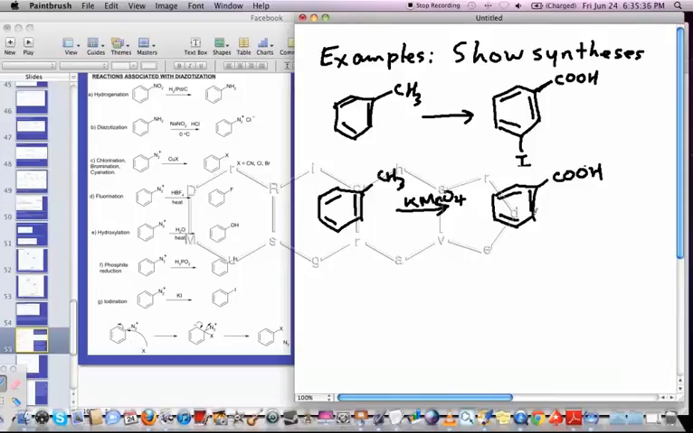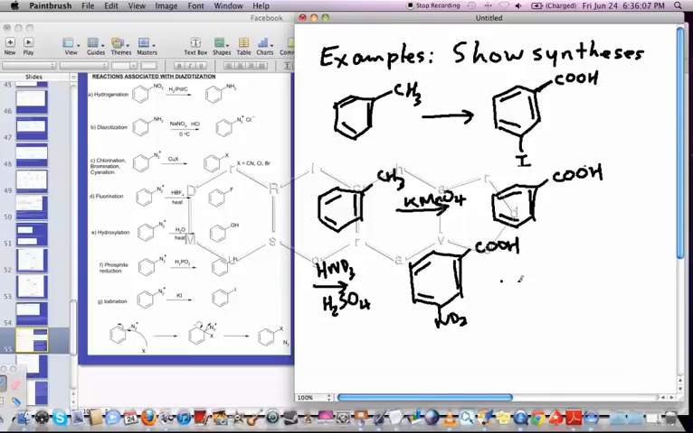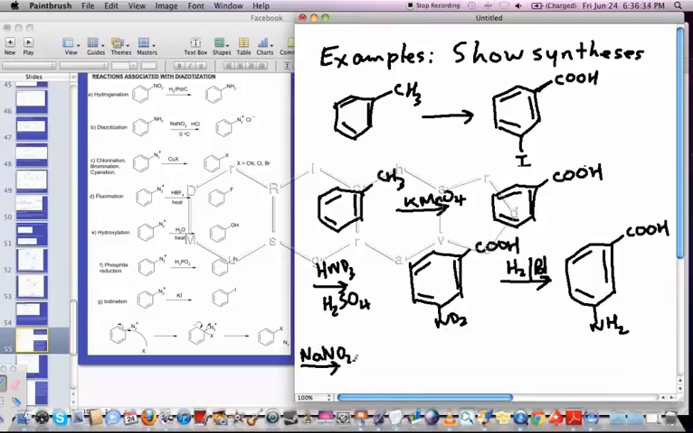So if we do that, we now end up with something that is actually a meta director. Now we can go ahead and continue with our synthesis. We can treat that with HNO3 and H2SO4, which will nitrate it, and as we said before, we know it's going to nitrate it in the meta position to the acid group. And now we can go ahead and reduce that. We can now treat that with NaNO2 and HCl at 0 degrees C, and that will diazotize it.